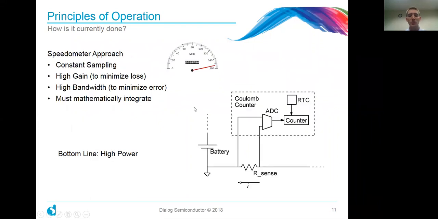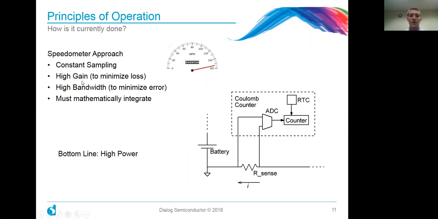So let's look a little bit more at the speedometer approach. So how does it work? It requires constant sampling. So this is what the RTC is for, and it's going to force the device to take regular samples in time, just as if you had a speedometer and you're trying to figure out how far you're going for a given trip. Maybe a city trip, you're stopping, you're starting. You're going to have to take each time, maybe every second, look at your speed and then write that down.